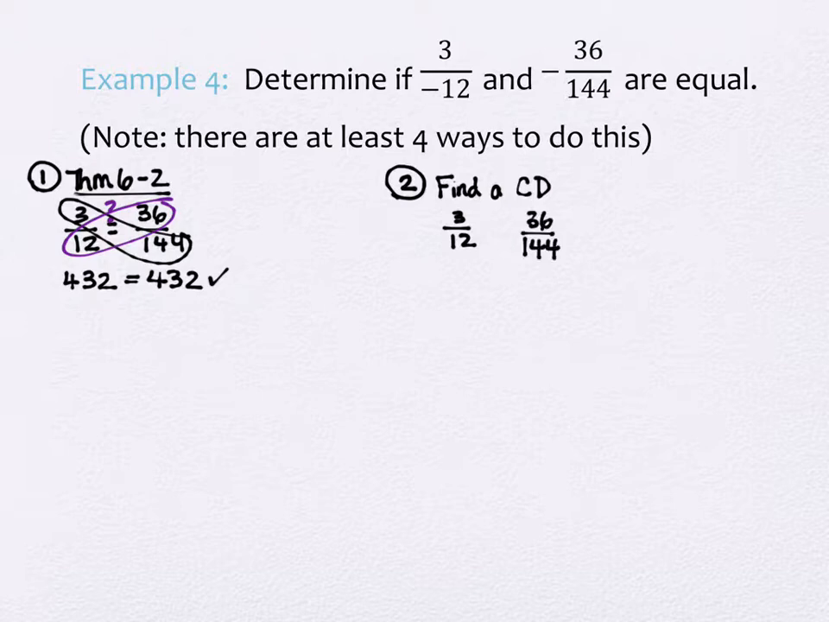Better. So hopefully when you look at those denominators, you kind of recognize that they have something in common already. What do you recognize when you look at those denominators? They're divisible by 12, right? They're both divisible by 12. What else might you recognize?